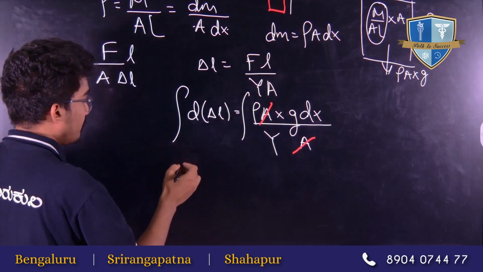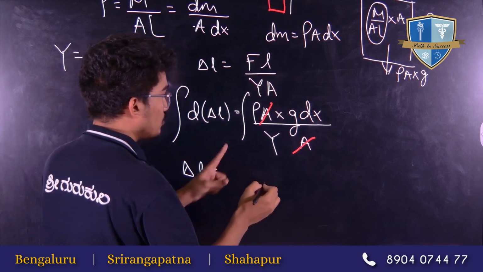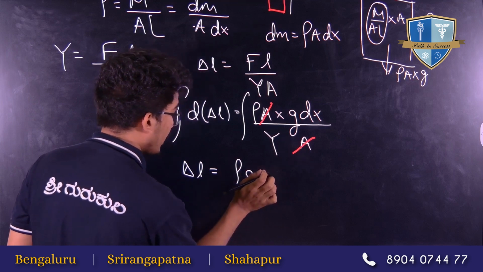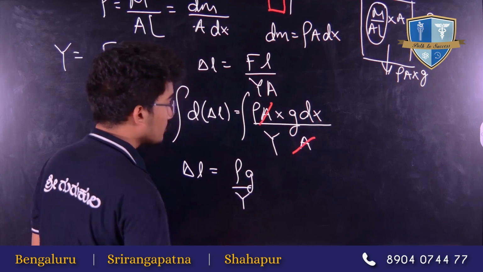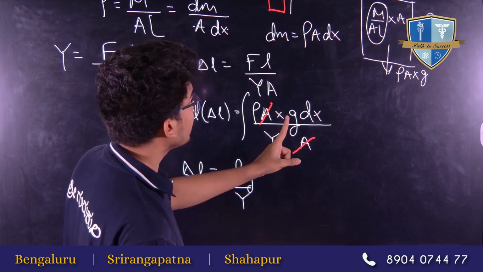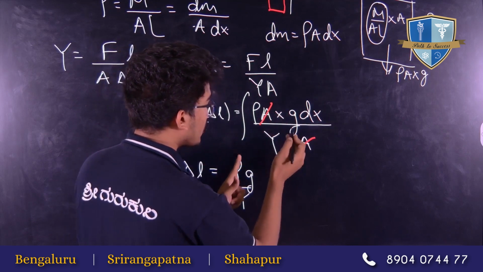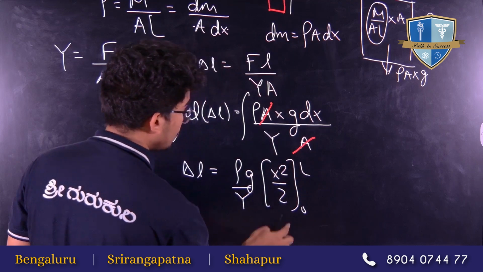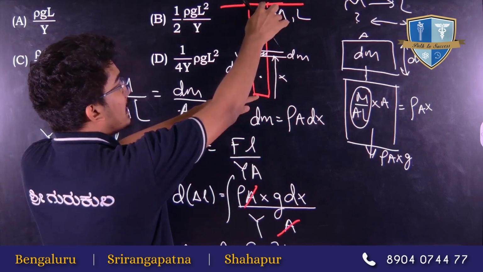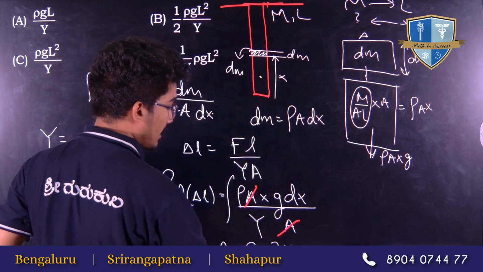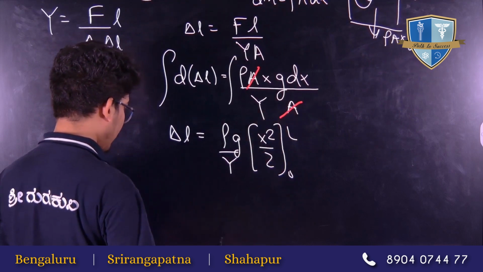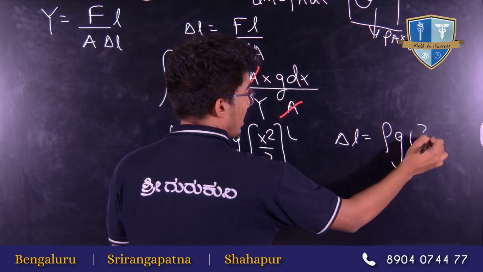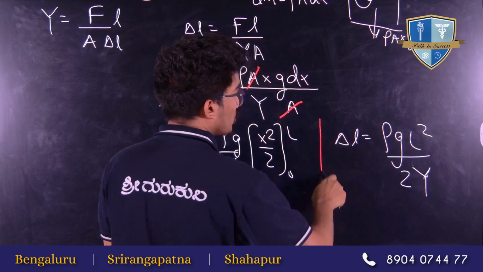So the overall change in length delta L is equal to, rho, g and Y are constant. The integration of x dx will be x square by 2, with limits from 0 to L, because we started from here and we'll go till here. So starting from 0 going till L. So our final answer for delta L will become rho g L square divided by 2Y.